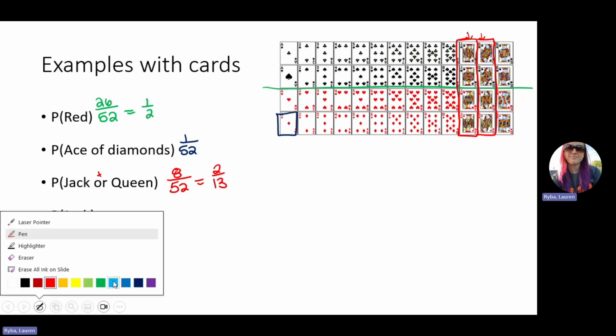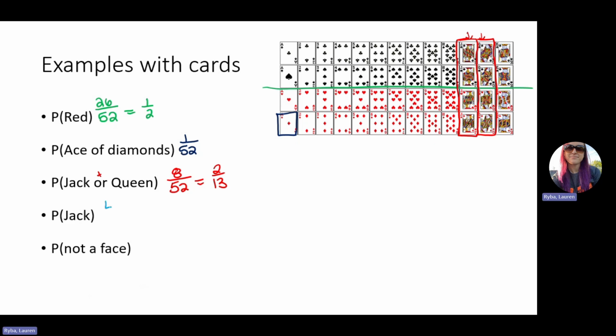So if I just want the probability of a jack, we go back, there were 4 out of the 52, which is 1 of the 13 different types of cards that I could get. And then the last question on the cards here says not a face card. So this is the complement of a face card. Not a face card would mean the probability of face complement.